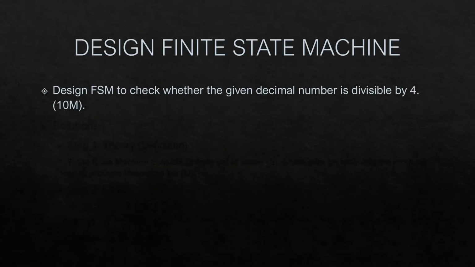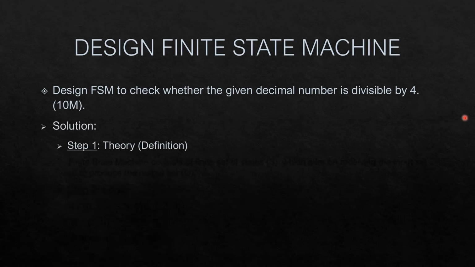I hope the previous example was somewhat clear to you all. In case you haven't got a hang of it, let us solve another example that says design FSM to check whether the given decimal number is divisible by 4 or not. Here only the divisor has changed. So let's begin the solution.